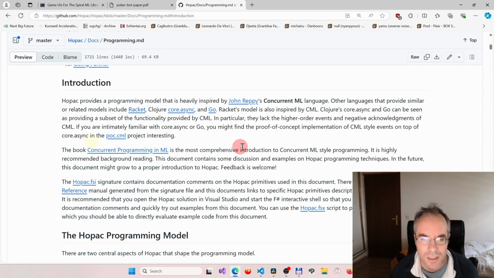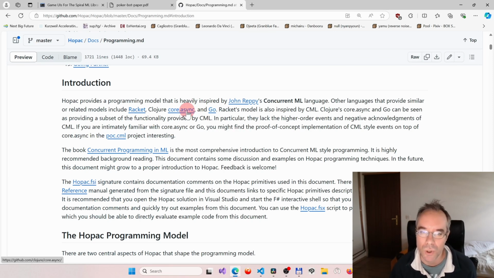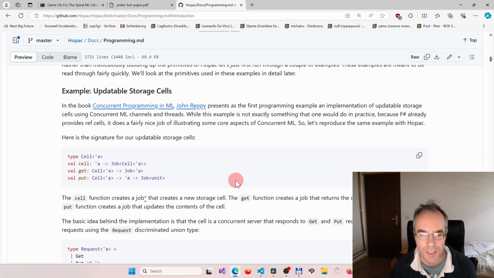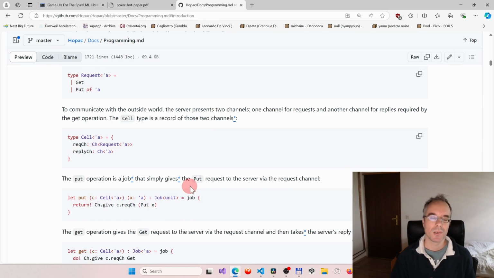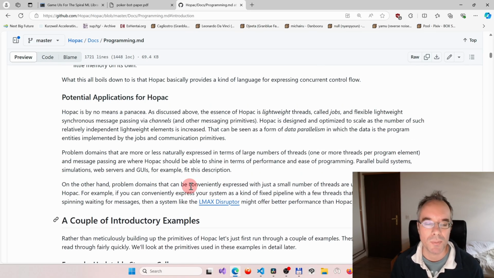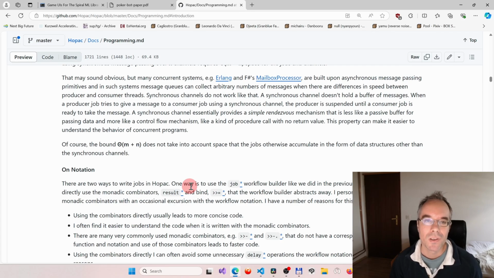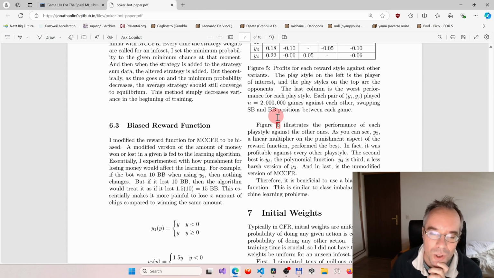What it does is have basically things like channels that you'd find in the Go language, or Clojure async, or even Racket. It's kind of abandonware at this point, but it's still a very good library despite that. I think the author of it is now working on the multi-core implementation for OCaml. Yeah, that's one thing that I wanted to mention.